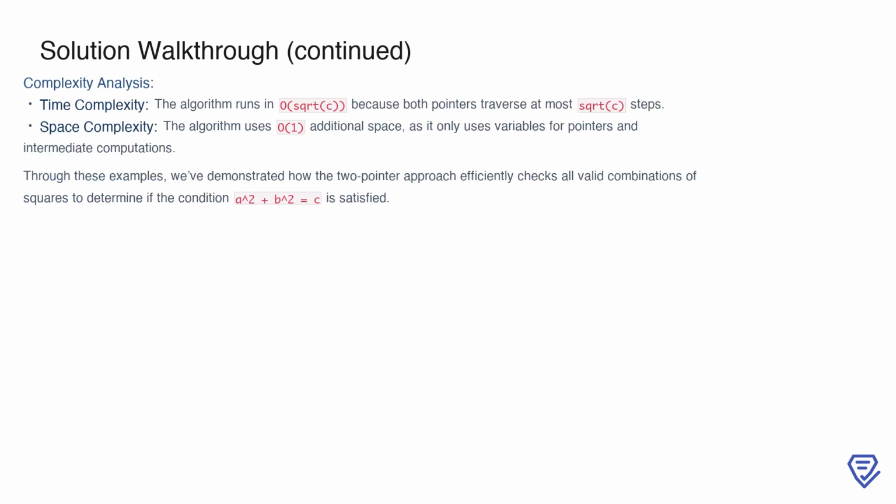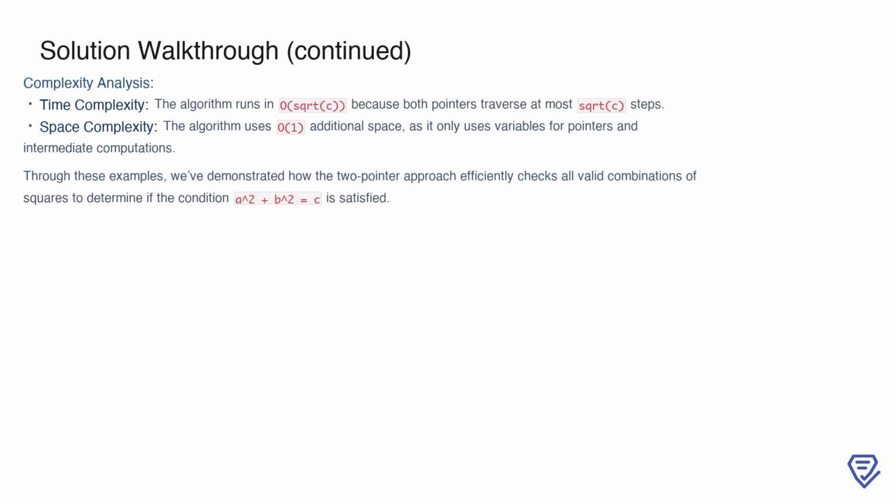To analyze the efficiency of this algorithm, let's consider its time and space complexity. The time complexity is O(sqrt(c)), as both pointers traverse at most sqrt(c) steps before the loop terminates. This makes the approach highly efficient for large values of c. The space complexity is O(1), as the algorithm uses only a constant amount of additional space for variables such as the pointers and intermediate computations.